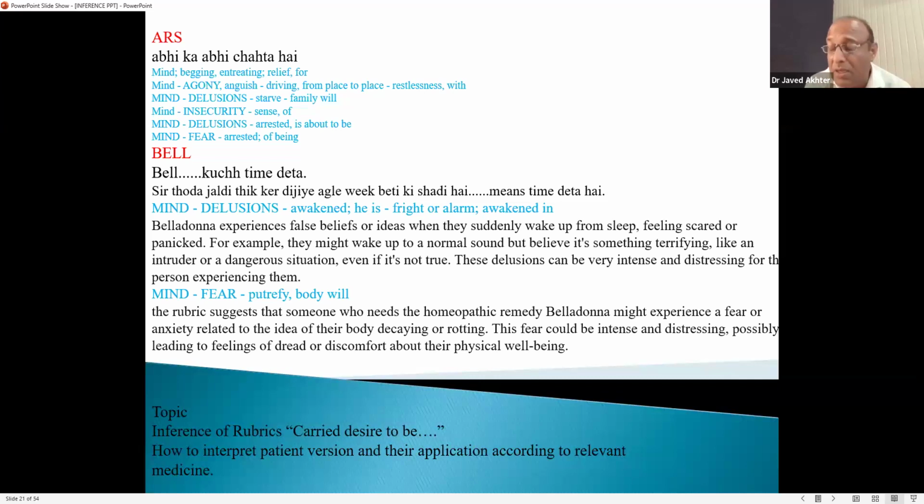It is not compulsory that the person is of high rank or low rank, but he will talk like a beggar. Number two, agony, anguish, driving from place to place, restlessness. This person always goes here and there, wherever he thinks he can get relief. His pocket is full of medicines, his purse is full of supplements, and his cupboard is full of medicine.